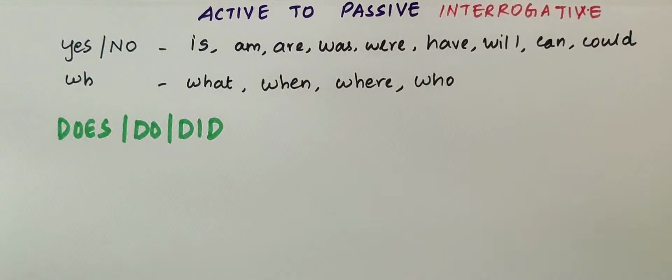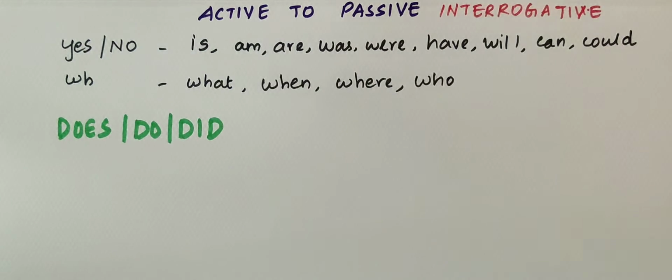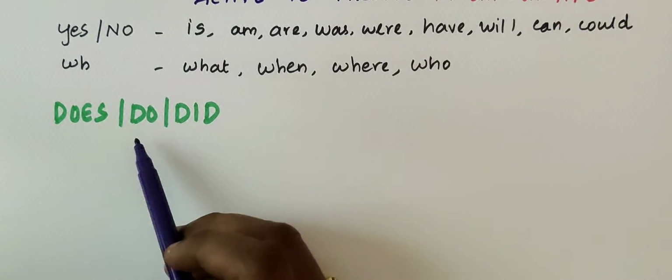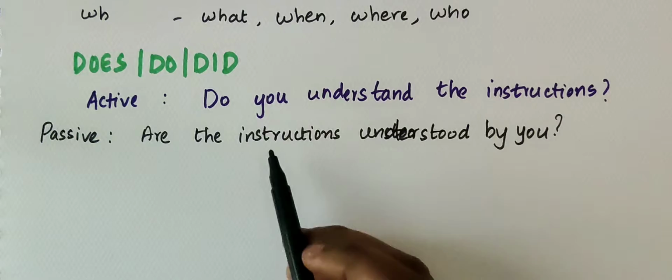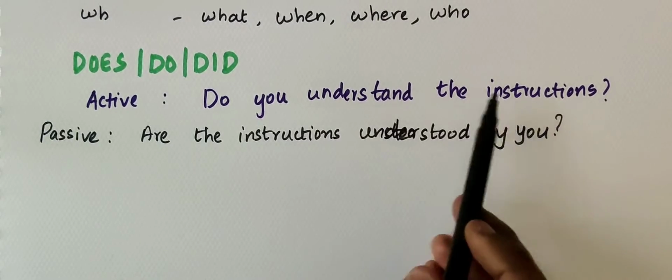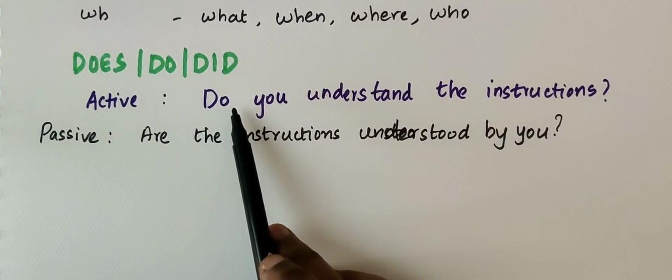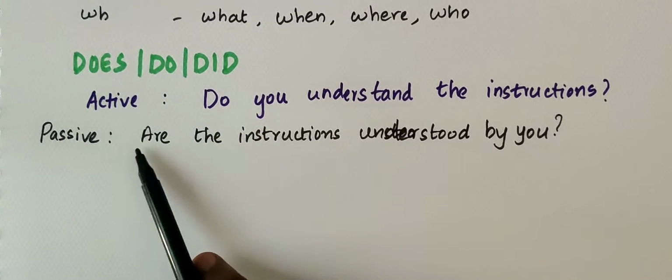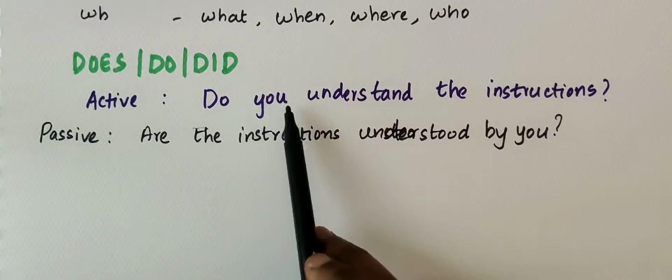Now let's see how to convert active voice to passive voice for each of these question types. First type is do, the questions that start with does, do, did. Do you understand the instructions? This is a yes or no question that starts with do. For this type of question, when you convert to passive, the passive voice will not have this do or does or did. Okay, let's see how to convert it.